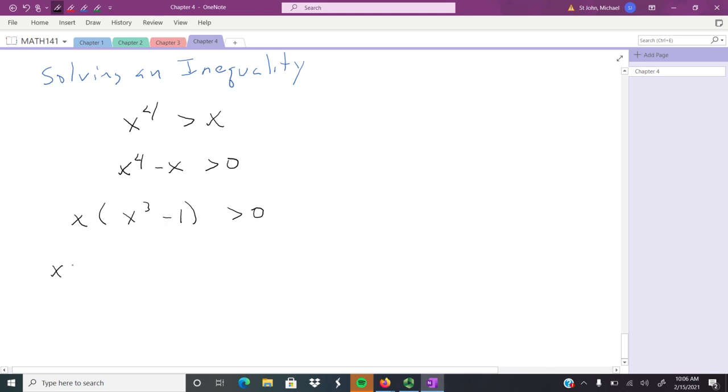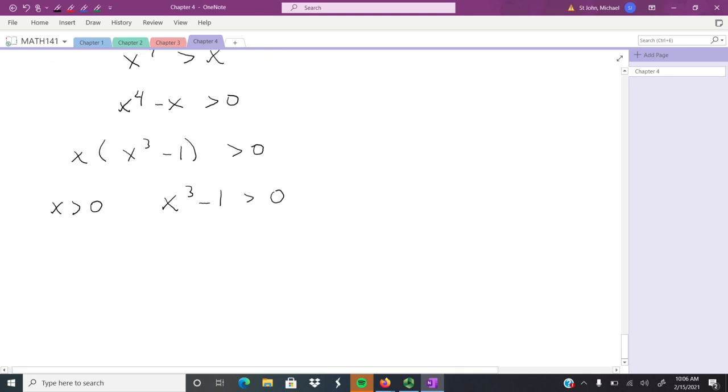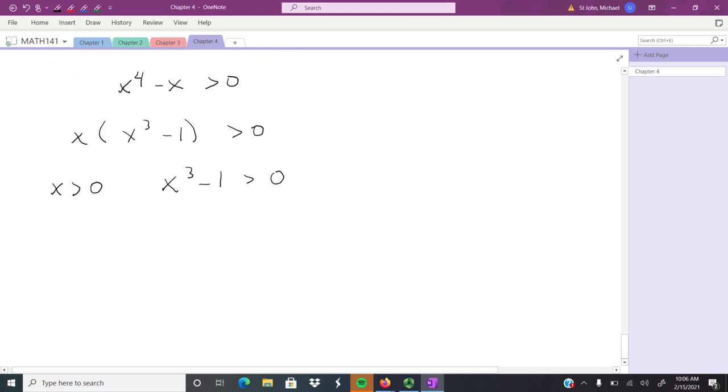So x has to be greater than 0. x cubed minus 1 has to be greater than 0. Right. And so we could solve each one of these. So that's already solved. So this means x cubed has to be greater than 1, and x would have to be greater than 1.